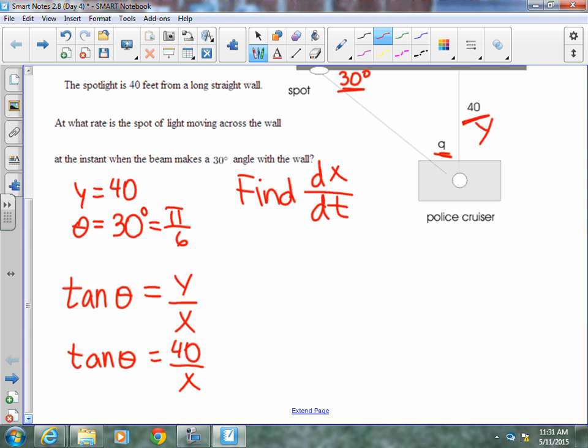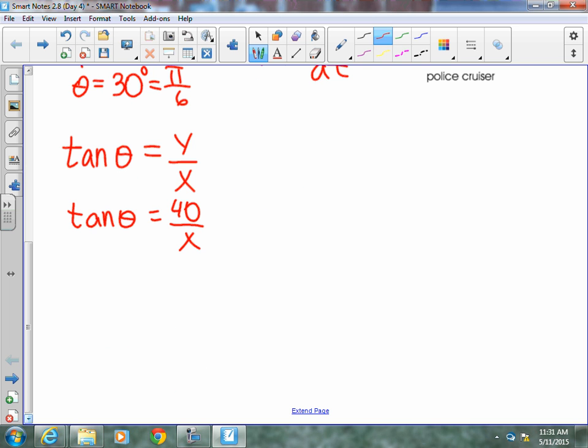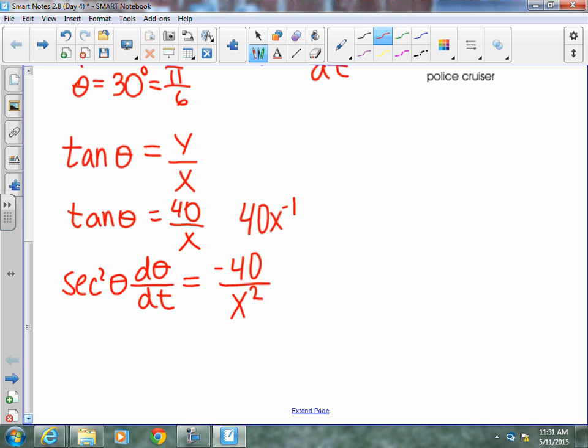I'm going to derive tangent of theta to get secant squared theta d theta dt. And over here, we need, think of it as 40x to the negative 1, and we get negative 40 over x squared as our derivative, because it would be negative 40x to the negative 2. Now, we don't really know much about x, but we can get it at the instant that theta is pi over 6.